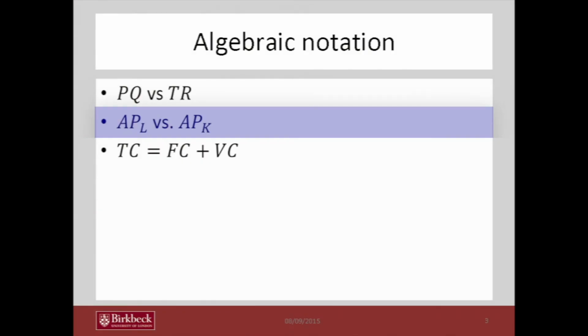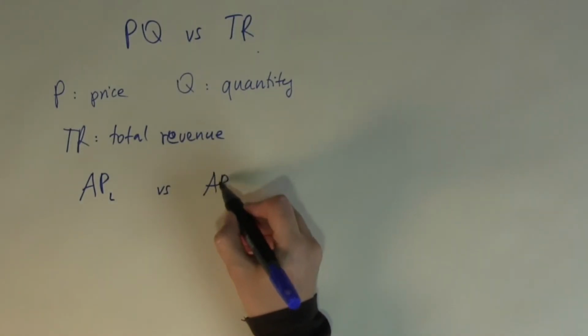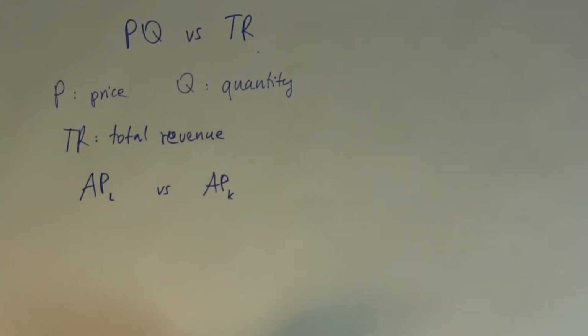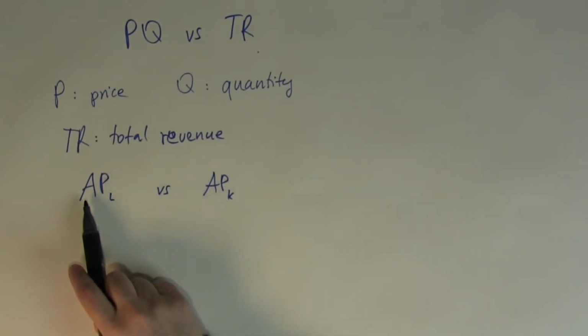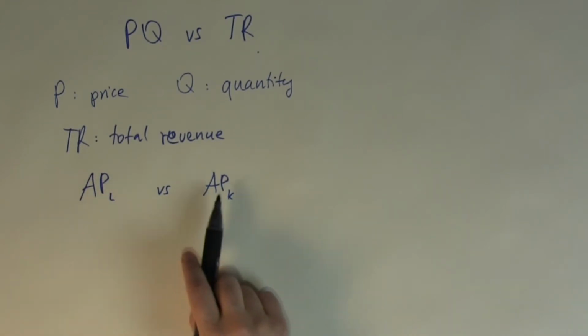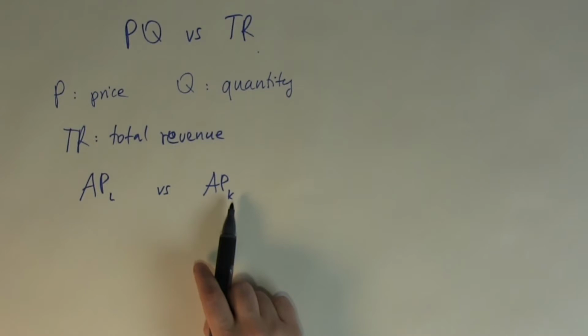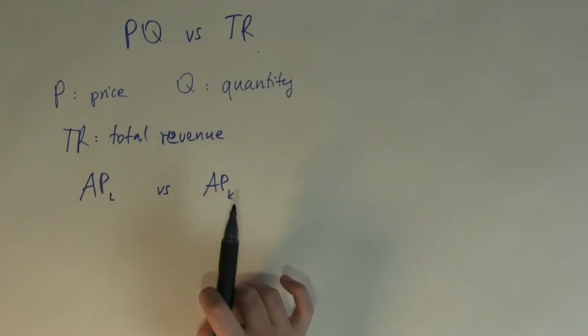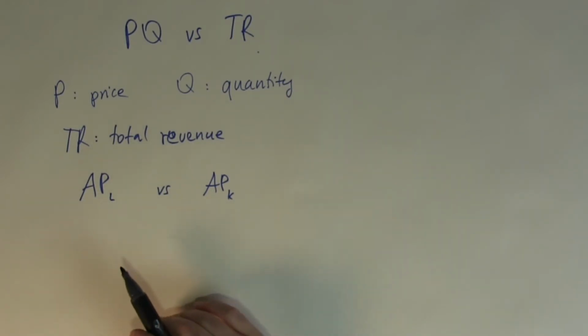Now, in the second line, we have something like AP with a little l down here, and also AP with a little k down here. Again, these are specific for this module and microeconomics, and what they mean is average product of labor or average product of capital. So again, certain letter combinations carry a lot more specific meanings than just similar letters.